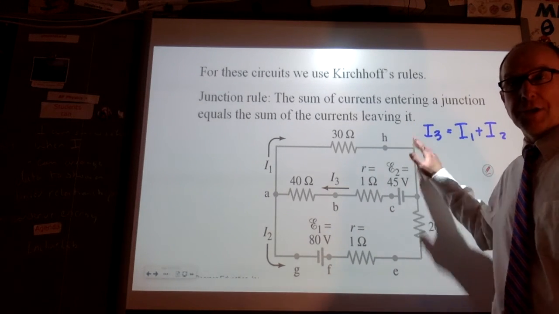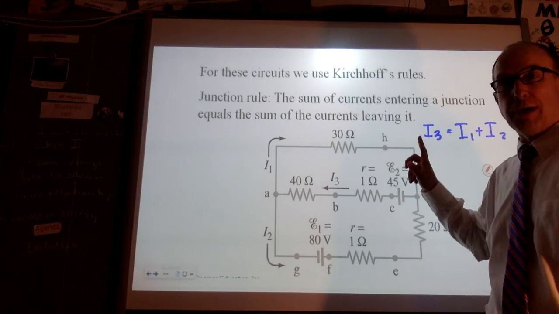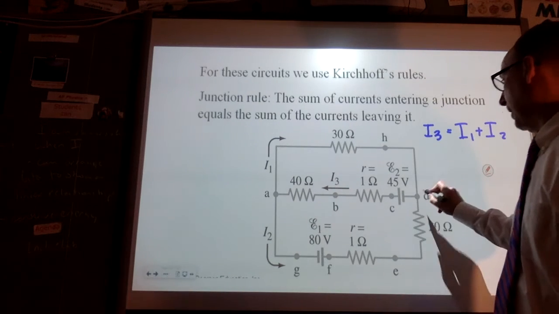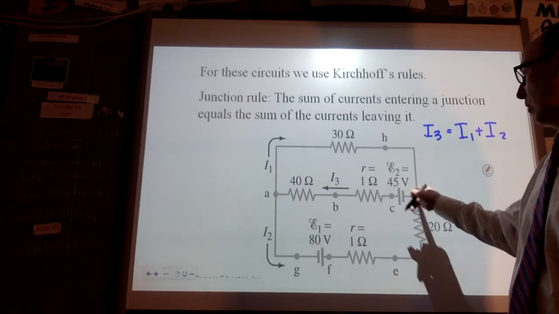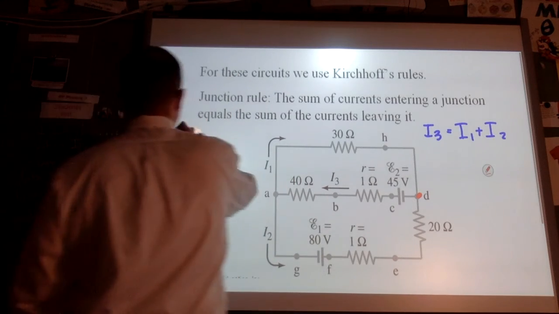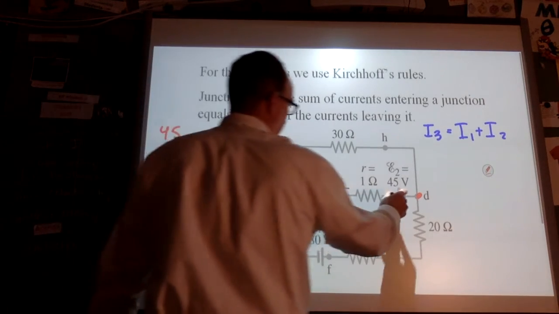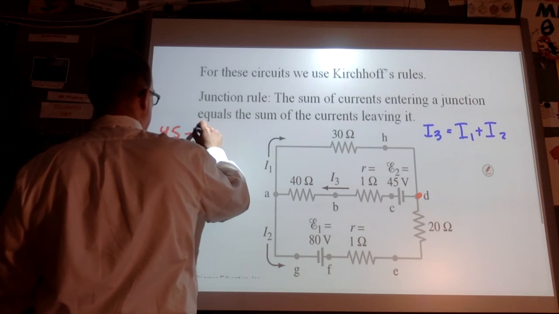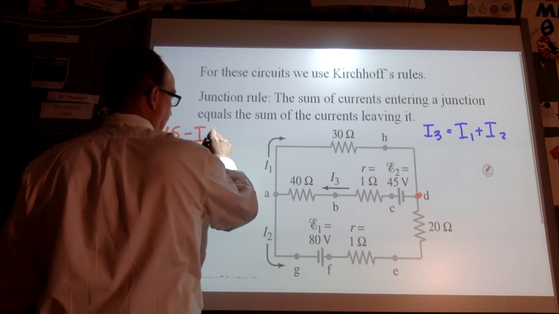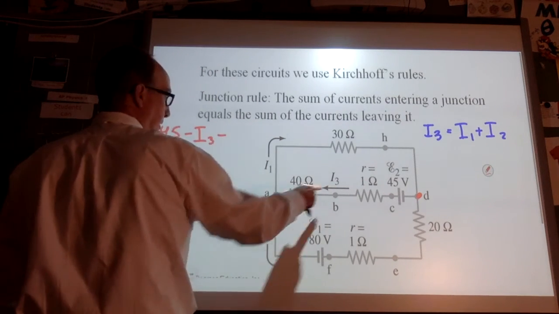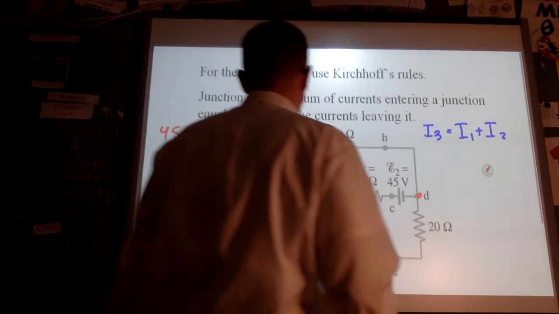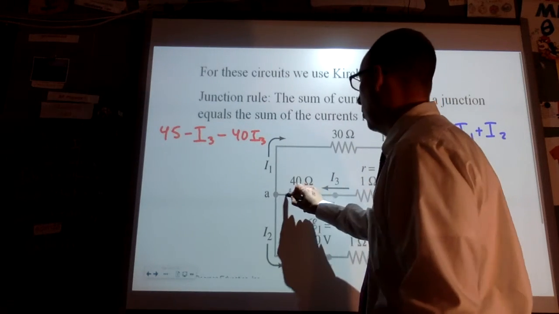So that's an equation. Three unknowns in one equation. So if I have three unknowns, I'm going to have three equations. I'll start at D, and I'll go across the 45 volts. And so I'm going to have plus 45. I'm going across the resistor, so minus I times 1, minus another resistor. And I got to label what my I is, which is going to be minus 40 times I3.